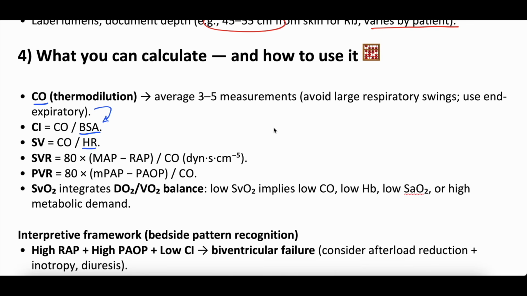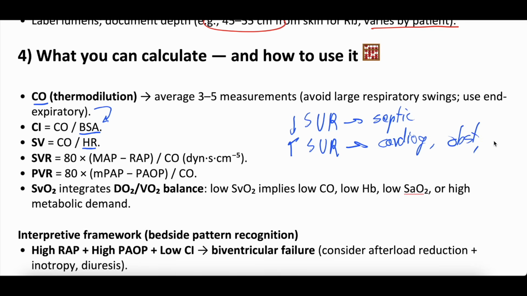You can calculate systemic vascular resistance, which is super helpful, right? Low systemic vascular resistance states might be septic. High systemic vascular resistance states can be cardiogenic or obstructive or hemorrhagic. So this can be super helpful in understanding the shock state you're dealing with. And the SVR is going to be 80 times your MAP minus your right atrial pressure. So we can get the MAP off their blood pressure. We can get the right atrial pressure off the pulmonary artery catheter, divided by your cardiac output, which the pulmonary artery catheter can calculate using thermodilution or the Fick equation.